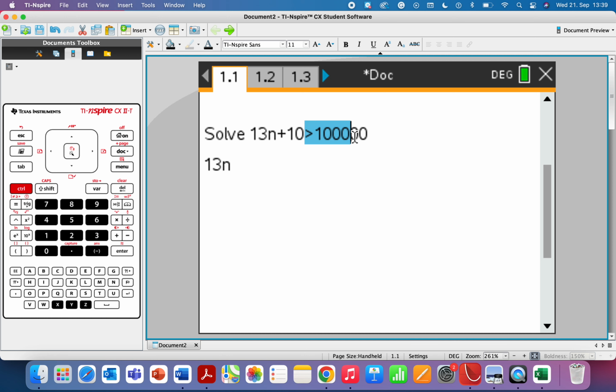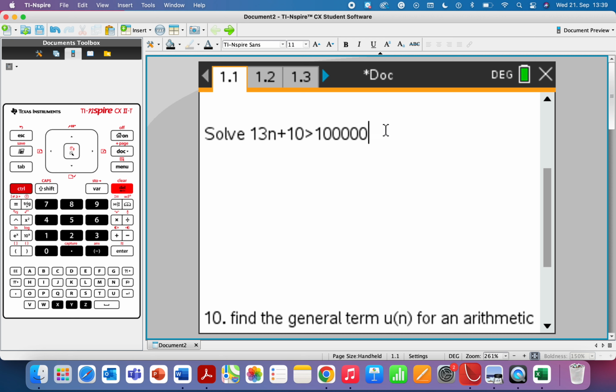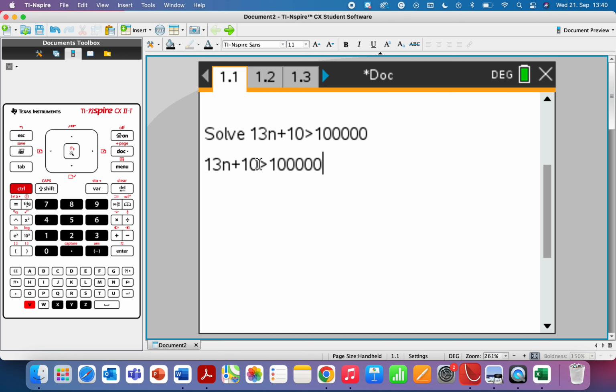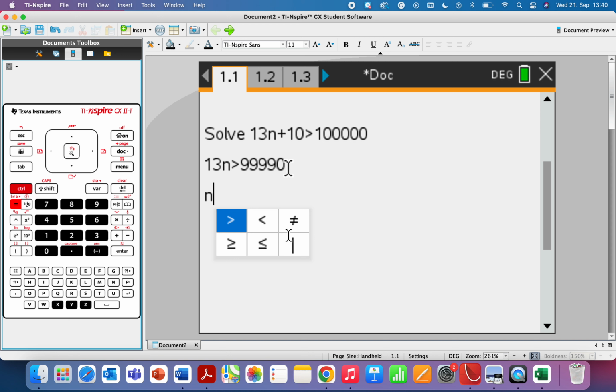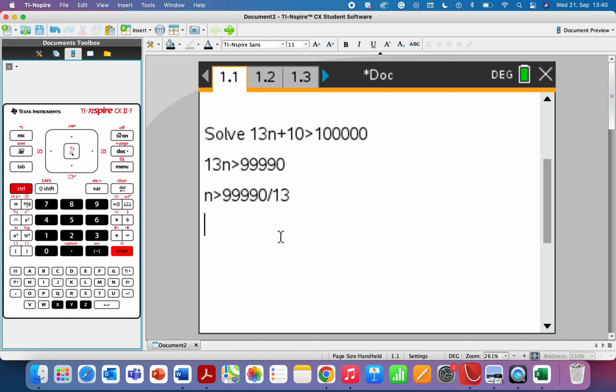And then I'll just copy this down again a few times. 13n greater than, oops, my bad. Copy, paste. 13n, subtract 10 from both sides. So that's 99,990. Then we divide both sides by 13. So n would be greater than 99,990 divided by 13. Okay, and then we just do that as a calculation.